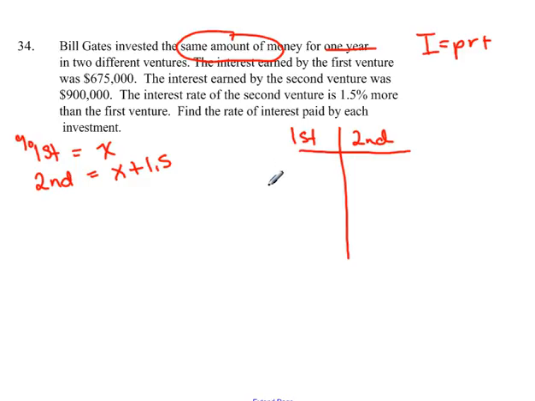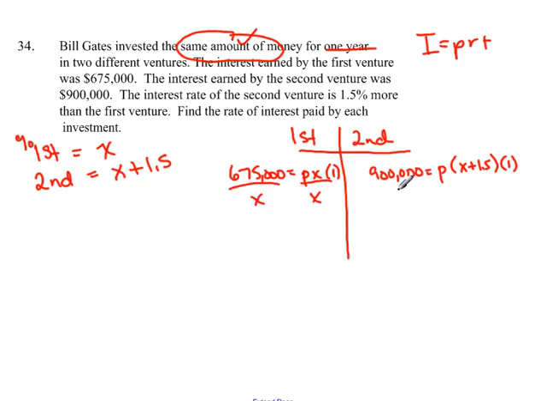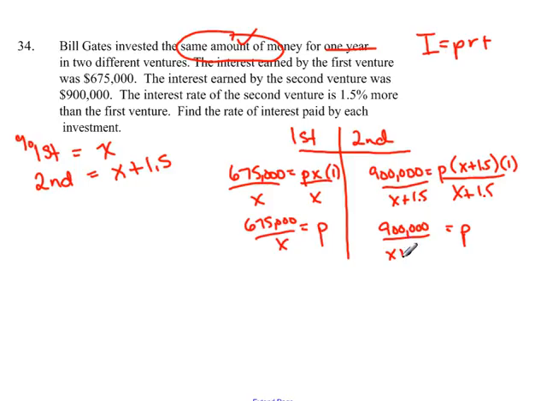First, second. Again, we're going to use the idea that I equals PRT. So for the first venture, the interest earned was $675,000, P, R we said was going to be X, and T is 1. The second venture, the interest earned is $900,000, P, the R this time is X plus 1.5, and it's still 1 year. Since we have the same amount of money, what we're going to do is divide to solve for P, and this gives you 675,000 over X, and here divide by X plus 1.5, and you get P equals 900,000 over x plus 1.5.